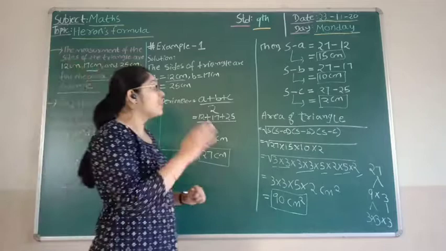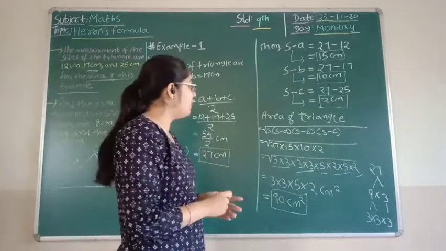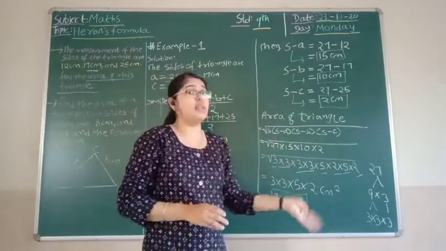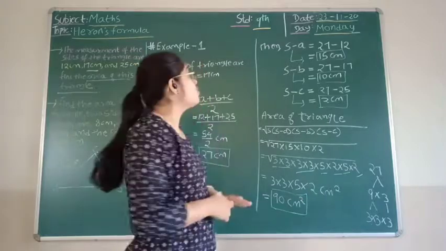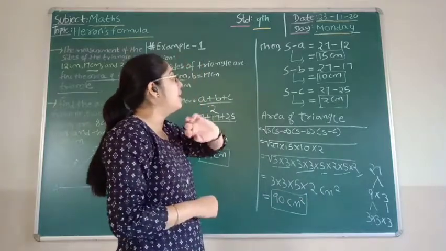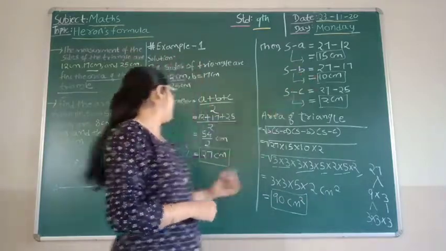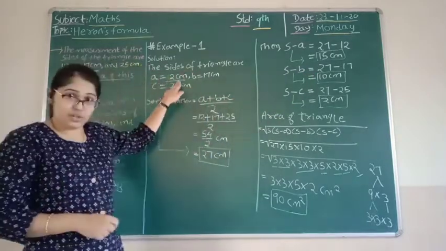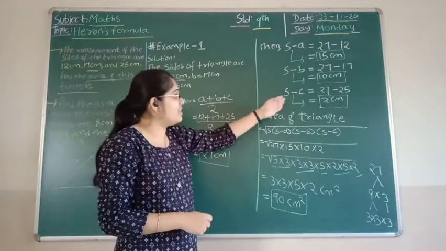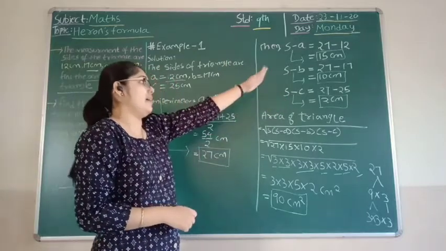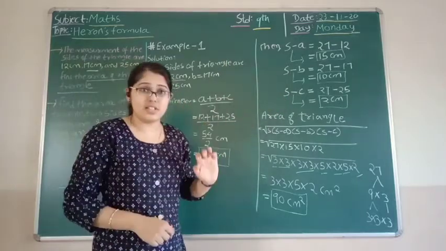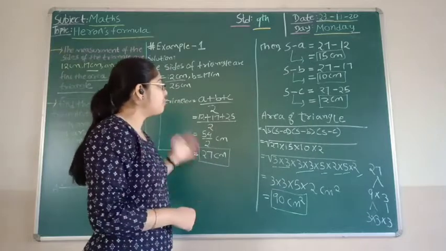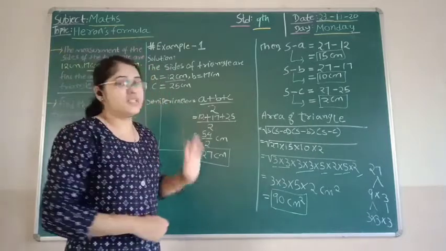Moving on. Then as we know the formula, we need S minus A, S minus B and S minus C. So students, I know S minus A is nothing but the semi-perimeter, which we are getting as 27 centimeter, minus the A, that is 12. Similarly, we are getting all these sides, it is S minus A, S minus B and S minus C. Now, all the things we are getting.